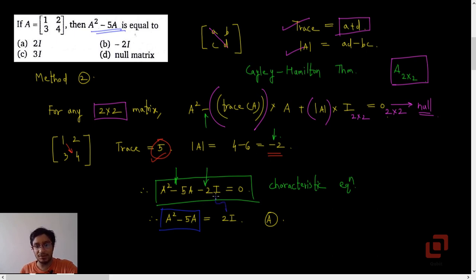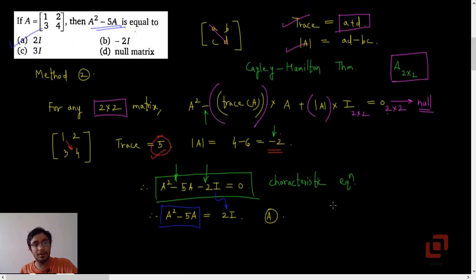So you have to shift this negative 2I to the other side, and even by this you will get the same option, that is option A. And you should not be surprised if you can actually come up with such an MCQ for any matrix A.